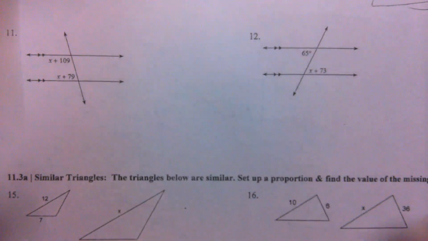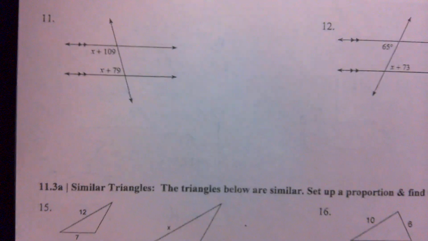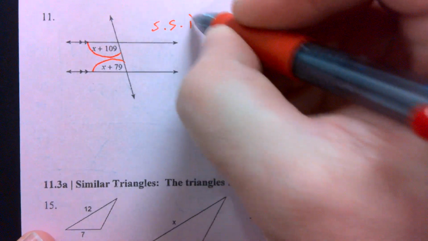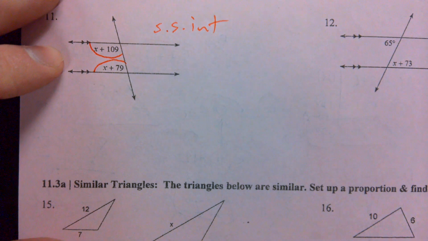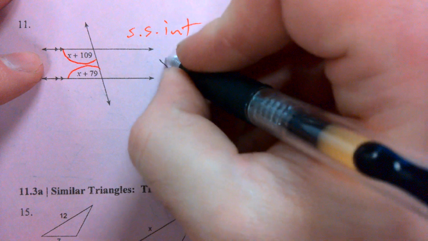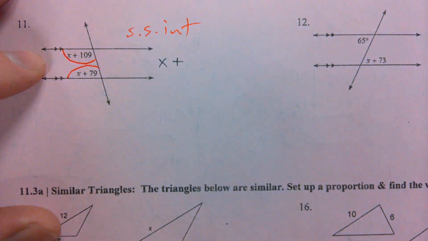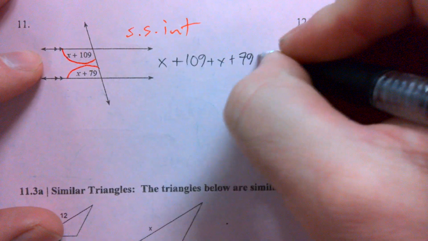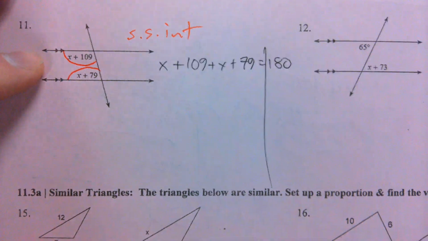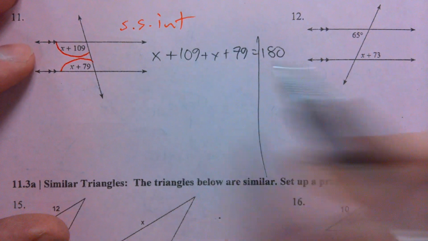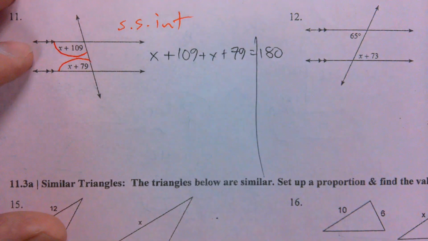All right, now let's make it more difficult with some x's in here. Number 11, what's my relationship here? Same side interior again. I know that those are supplementary. So what's the equation I can set up for this one? 2x plus 100. Great job. That's right. So I got x plus 109 plus x plus 79 equals 180.